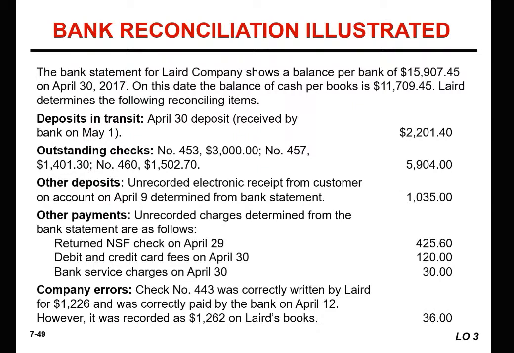Check number 443 was correctly written by Laird for $1,226 and was correctly paid by the bank on April 12th. However, it was recorded in the books at $1,262, which is a $36 difference.